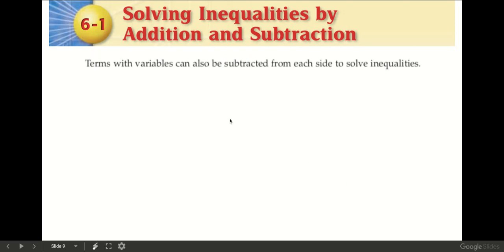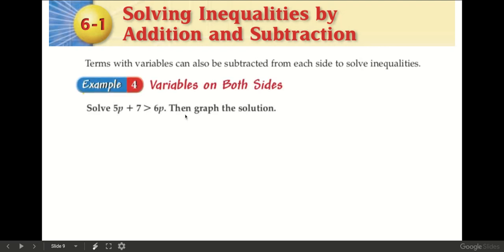But terms with variables can also be subtracted from each side to solve inequalities. So let's solve with a variable on both sides. I have 5p plus 7 is greater than 6p. We're going to solve it and then graph the solution. Right now the variable is on both sides, and I want to get it on one side.